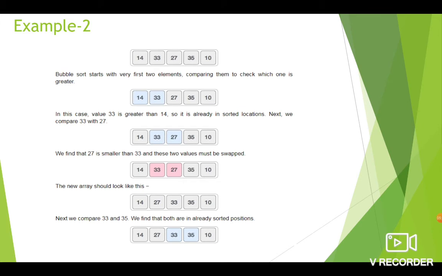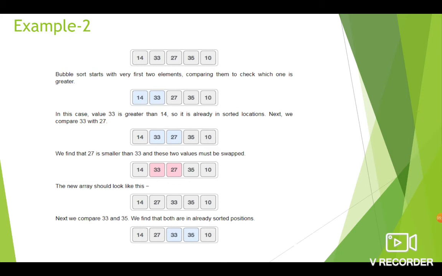We will see one more example. Let us consider we have an array 14, 33, 27, 35, 10. So what is bubble sort? The adjacent elements are compared. Compare 14 and 33. They are in order, no need of swapping. Compare the second and third elements, that is 33 and 27. Here the elements are not in order, so we need to perform the interchange operation, that is the swapping operation. So now the new array becomes 14, 27, 33, 35, 10.